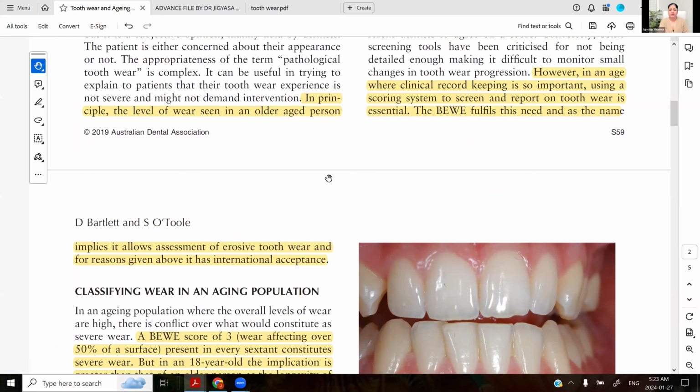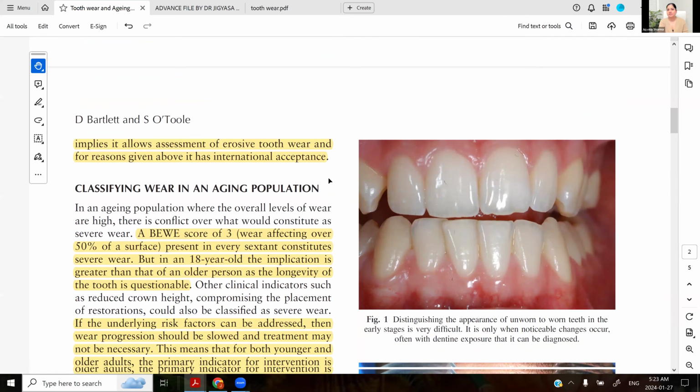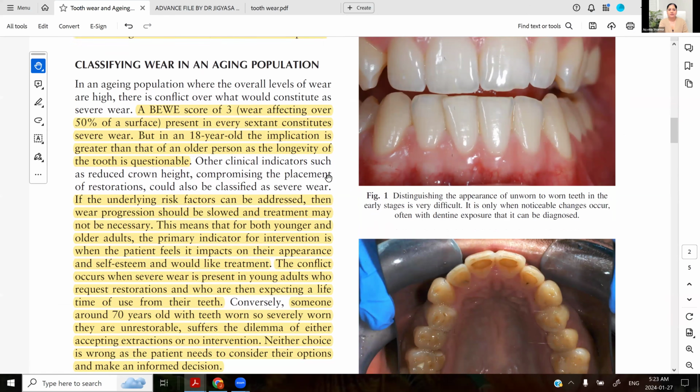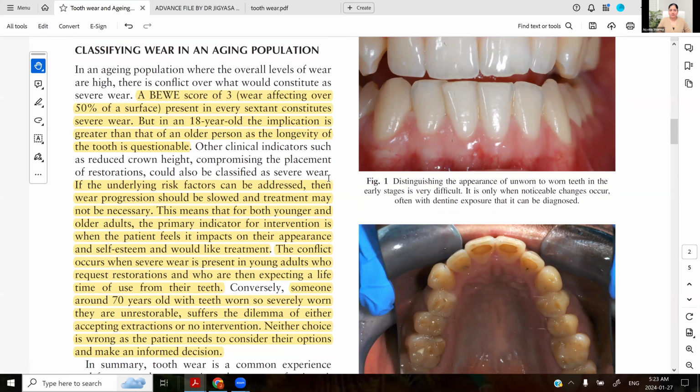So that's your criteria of first clinical assessment. Classifying the wear in the aging population, a BEWE score of 3, which is more than 50% of the surface involved, present in every sextant, constitutes severe wear. Once you see more than 50% structure lost in every sextant, it's severe tooth wear. But in an 18-year-old, the implication is even greater than that of an older person presenting the same score.